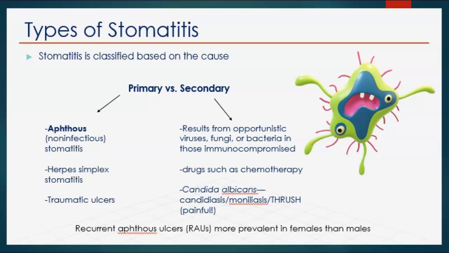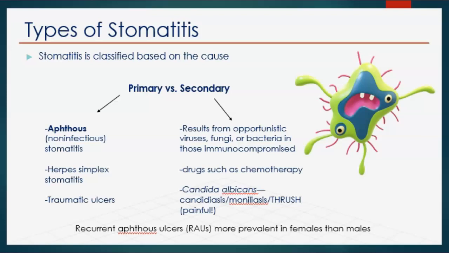So Candida or yeast is a common opportunistic infection. We have normal flora, as you know, through our whole GI tract. Our mouth has its own type of normal flora, but an opportunistic infection is when that normal flora is destroyed, maybe by antibiotics or steroids, radiation, and so that will allow that fungus to be overgrown. So stomatitis is classified based on the cause. It's either primary or secondary.